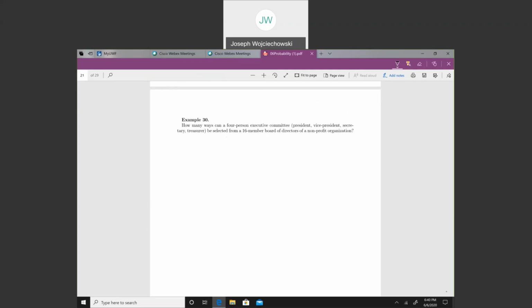Example 30. How many ways can a four-person committee, president, vice president, secretary, treasurer, be selected from a 16-member board of directors of a nonprofit organization? So we have four different offices, which tells us that order matters. So n is equal to 16, r is equal to 4. So 16 permutations of 4 is 16 factorial over 16 minus 4 factorial, which is 16 factorial over 12 factorial, which is 16 times 15 times 14 times 13 times 12 factorial over 12 factorial. Those cancel out, and we get 16 times 15 times 14 times 13, which is 43,680.